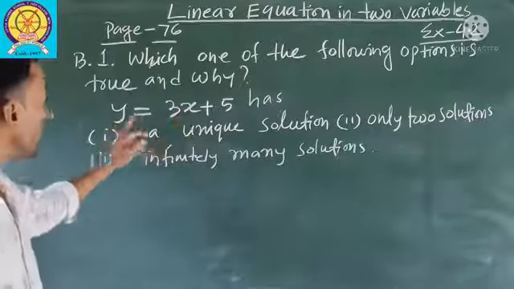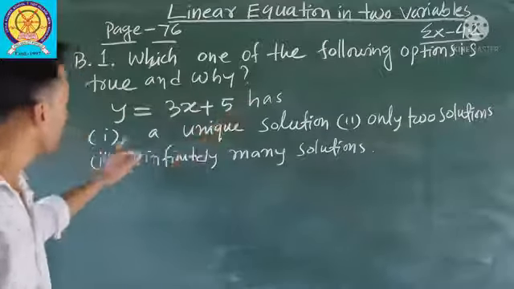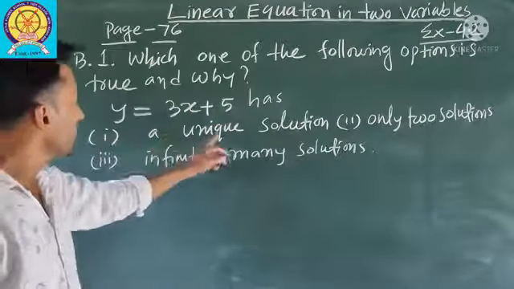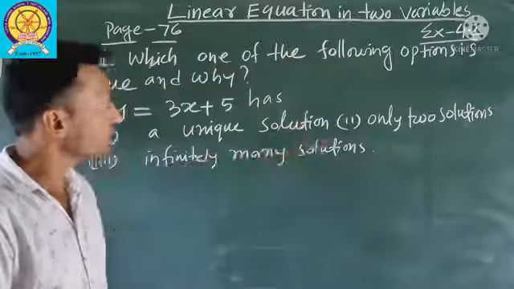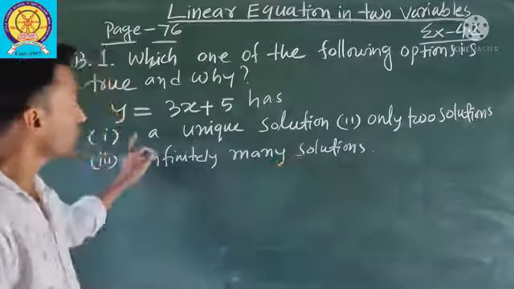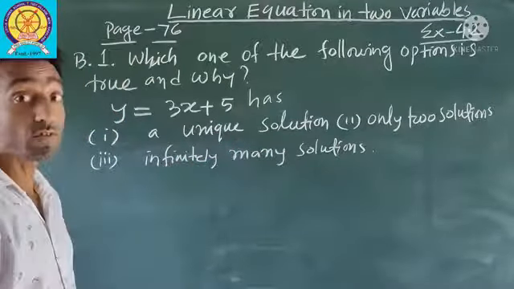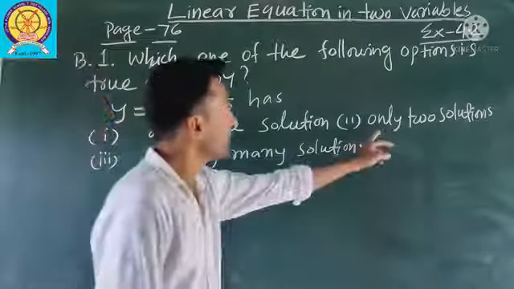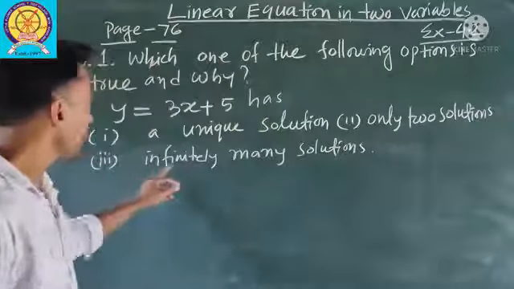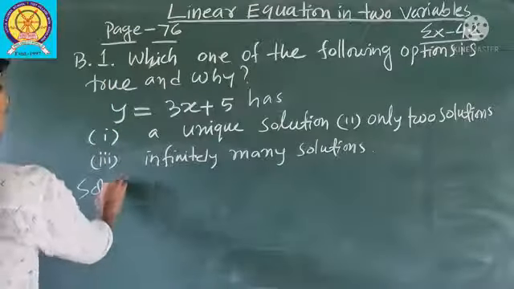The equation given, y = 3x + 5, has: number 1, a unique solution; number 2, only two solutions; number 3, infinitely many solutions. Which one of the following is correct? Unique solution means a single solution. Here it says only two solutions. This one says infinitely many solutions.